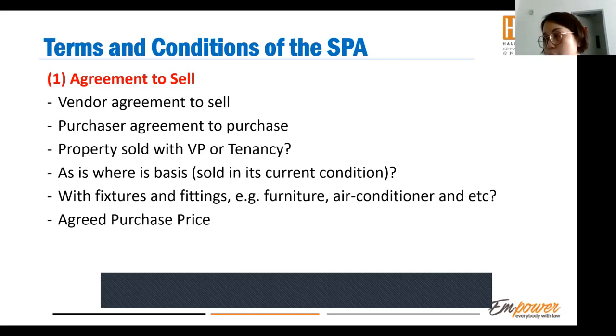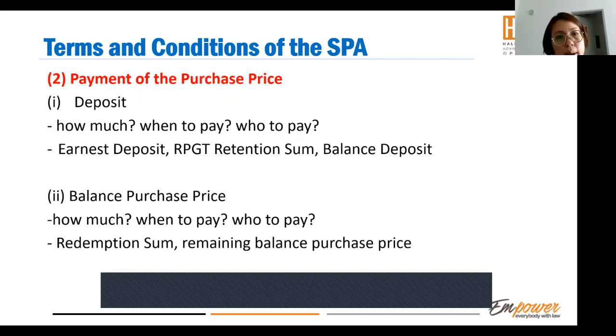The purchaser agrees to purchase this property at the purchase price of Ringgit Malaysia, let's say 1 million. Okay, this is all we put in the very first beginning of the terms and conditions of the SPA. So next will be the payment of the purchase price. After we talk about all those agreements, then we will talk about how to pay the purchase price.